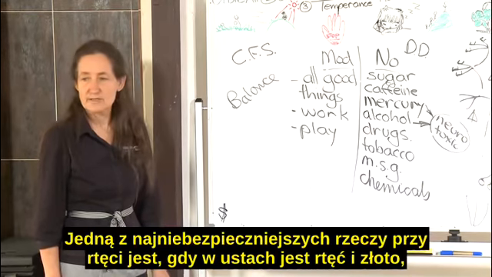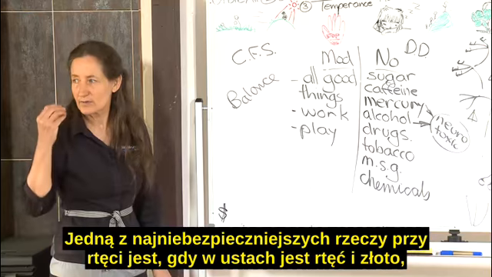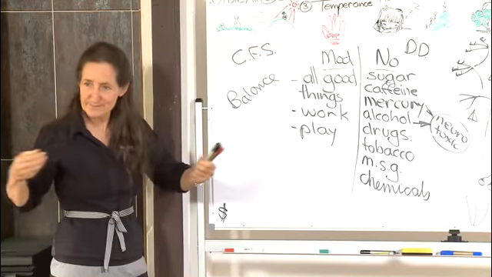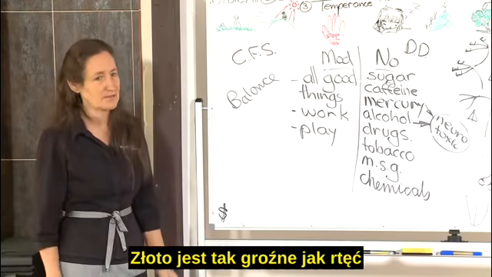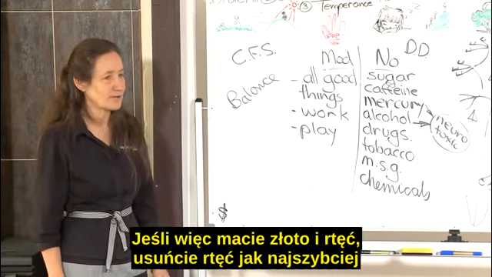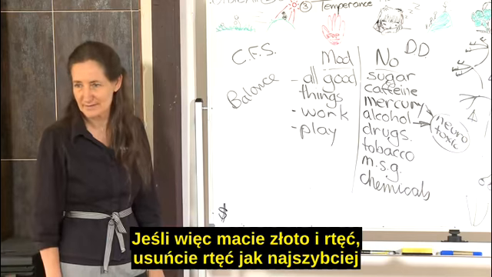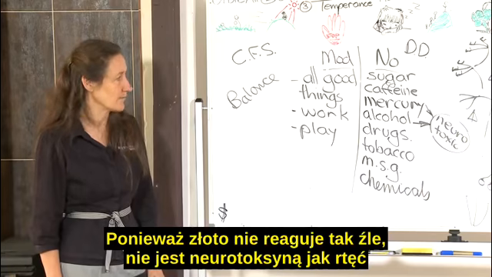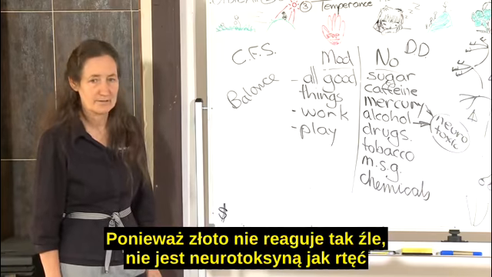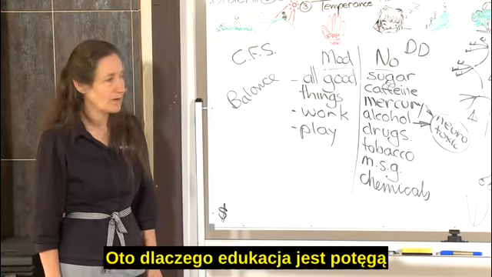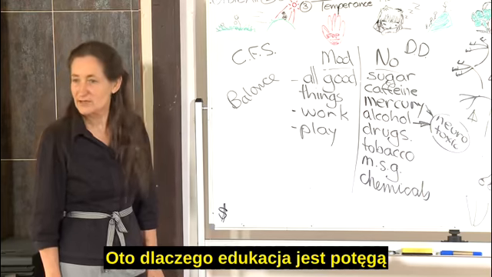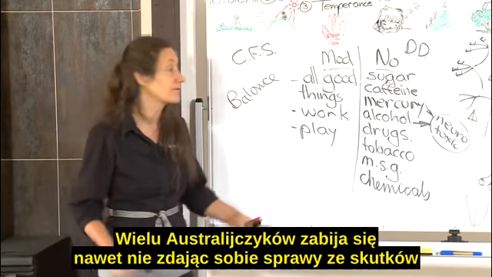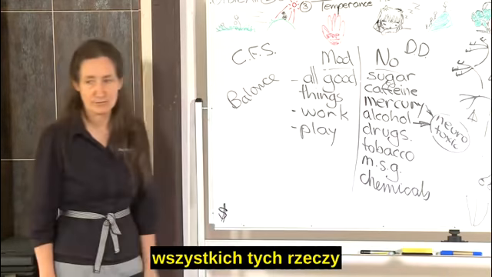One of the most dangerous things with mercury is when there's mercury in the teeth and gold, because a chemical reaction happens between them. Gold is not as nasty as mercury. So if you've got gold and mercury, have the mercury out as soon as possible, because the gold, it really doesn't react near as bad. It's not a neurotoxin like mercury is. This is why education is power. Many Aussies are killing themselves without even realising the effect of all of these.